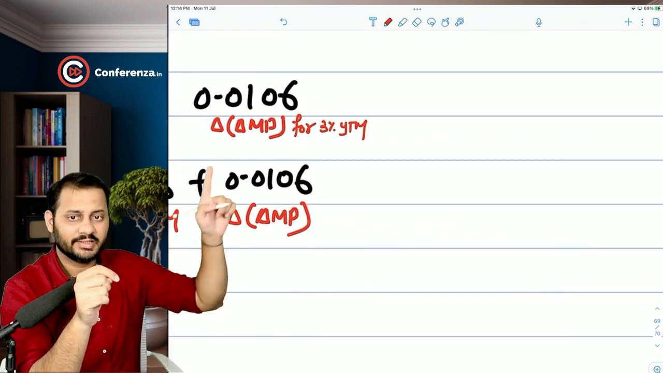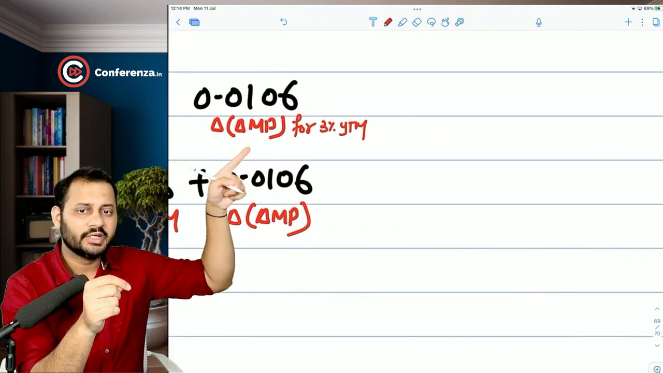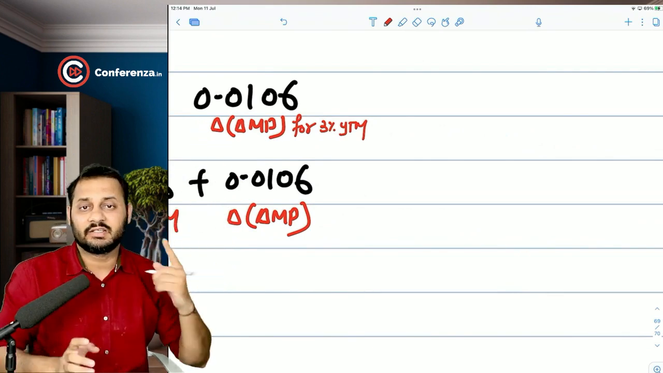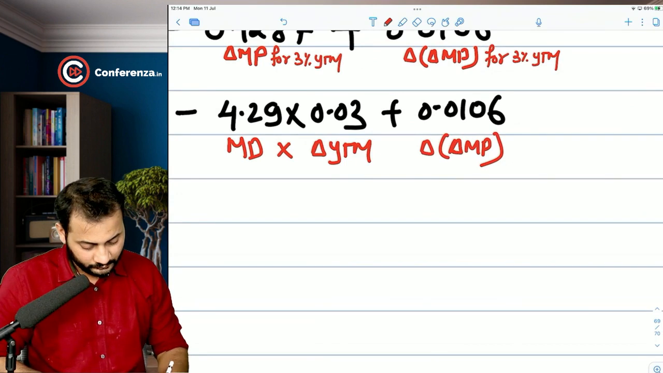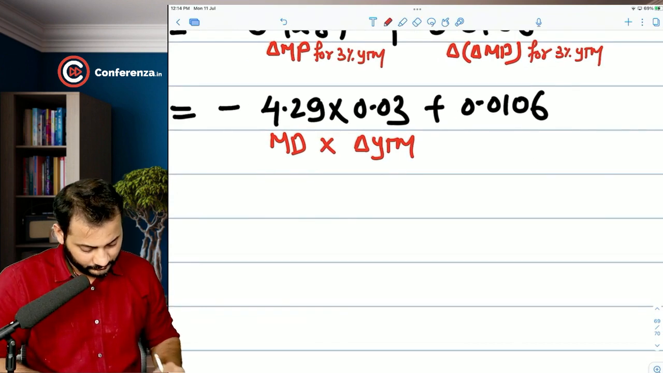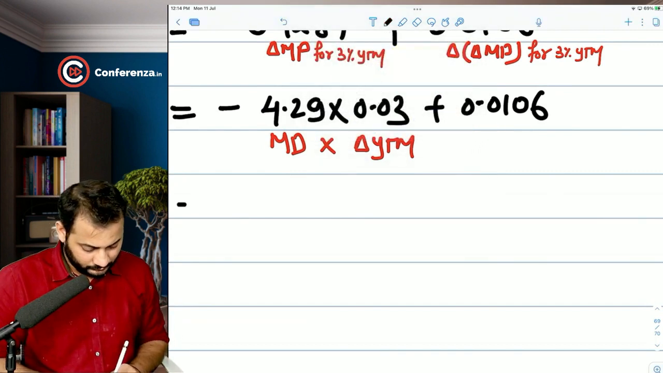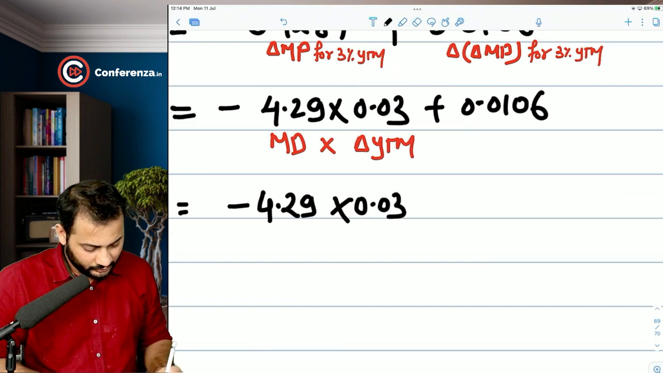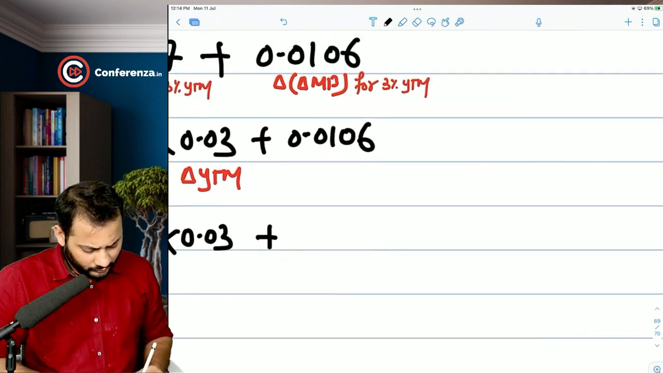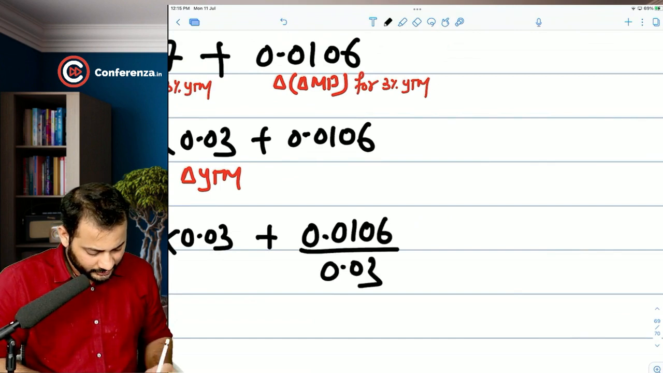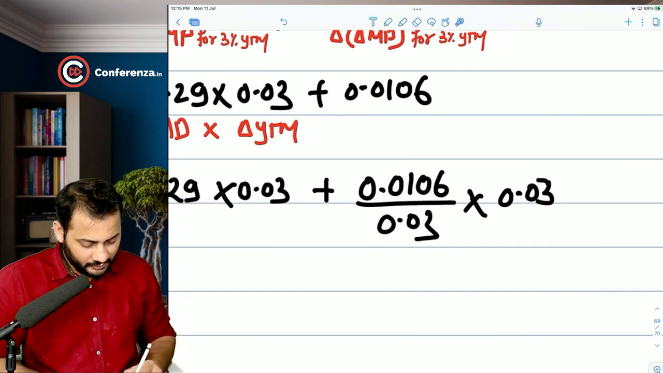Now on this side also, can we remove 3% out of this and write it separately? Yes sir, we can do that. Have a look. Minus 4.29 into 0.03 plus, what if I do it like this, 0.0106 divided by 0.03 multiplied by 0.03.